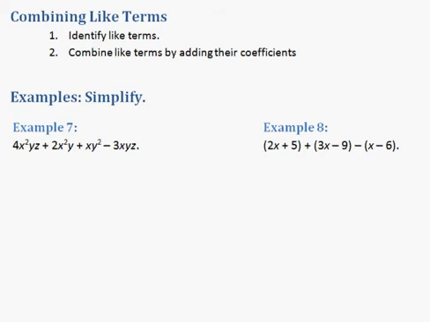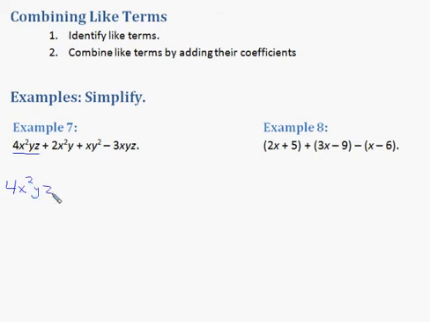So here we have a 4x squared yz. So we're looking for x squared yz. The next term has an x squared y, but no z. The next term is just xy squared, and then the last term has all x, y, and z, but it doesn't have the x squared. So there's no like terms for x squared yz. So we're just going to leave that.